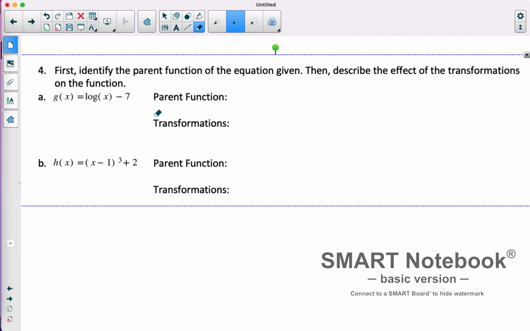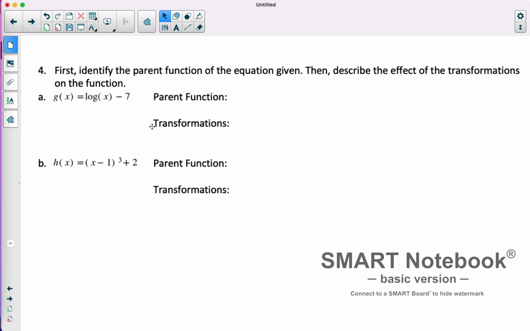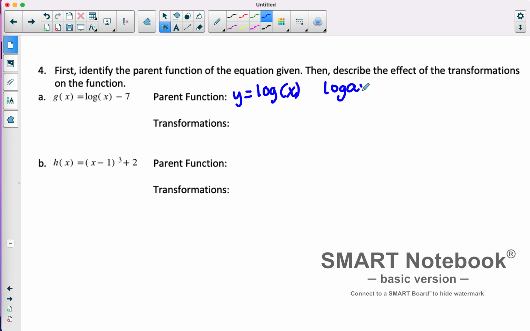Without a graph, we can still describe what transformations are going on. We look for what is the parent function, and in part A, it's a little bit more obvious that that's a log function. So the parent function was y equals log of x, which the name for it is logarithmic. The transformations that happened: nothing's affecting the x values, it's inside of the log, but the outputs, this minus 7, has moved the function down 7.